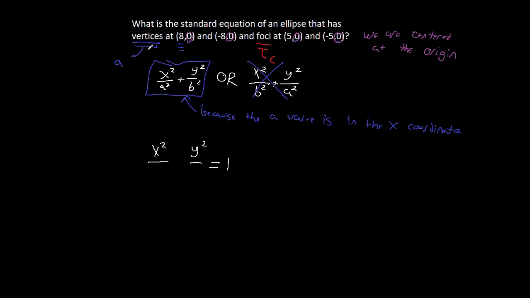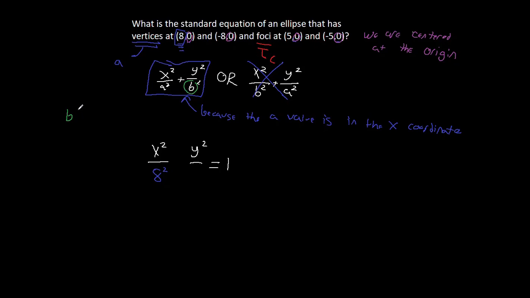So we have our a. Our a is going to be 8, because in this case, a is the length from the origin to the vertex, which is 8. So we can put 8 squared. Now, what is b? We need b.